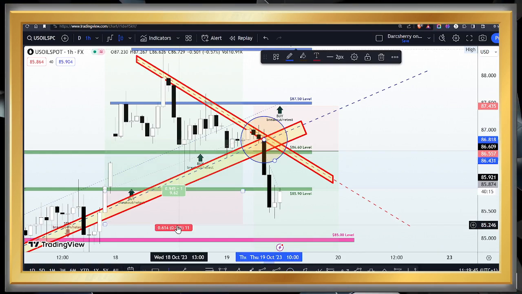Now, the question going into the New York session today is, will price continue to drop to the downside, or will this be a retracement phase where we shall be waiting to see how far it will go to get ready for another uptrend move?